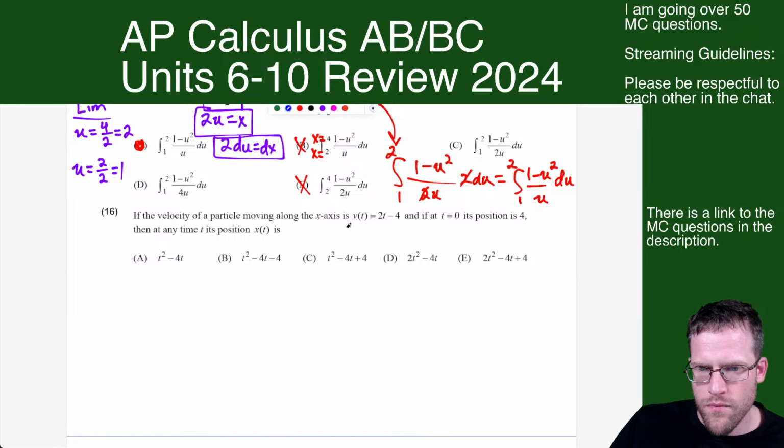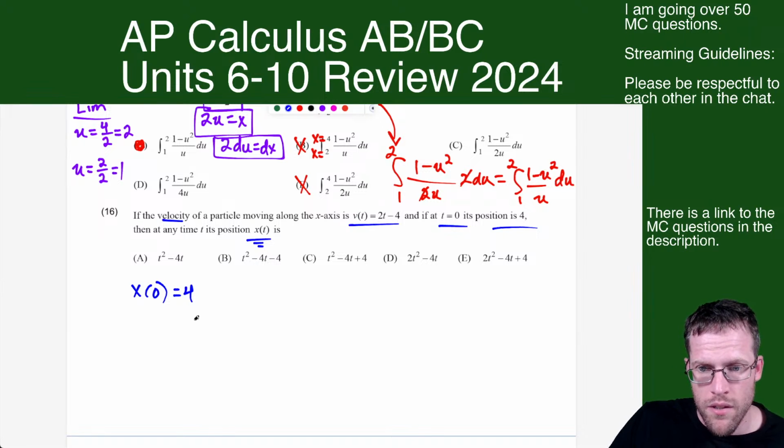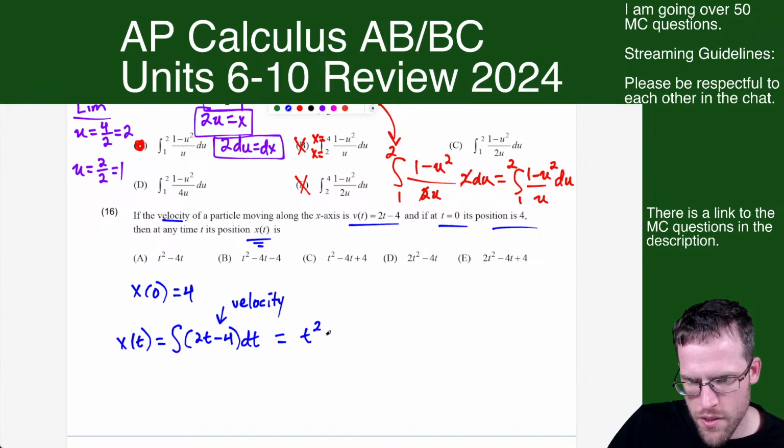Alrighty, so here we have the velocity of a particle. If at t equals 0, position is 4, then find the function for x of t. So we have x of 0 is 4. Now, position is the antiderivative of velocity. So if I integrate velocity, this is going to tell me position. The integral of velocity is position. That's a big idea. Now the antiderivative of 2t: 2t squared over 2 is t squared, minus 4t, plus c.